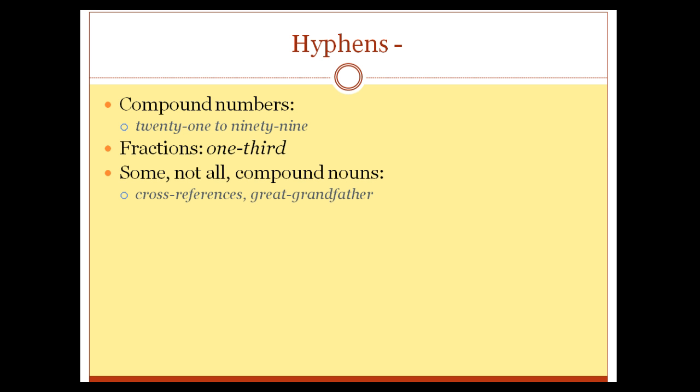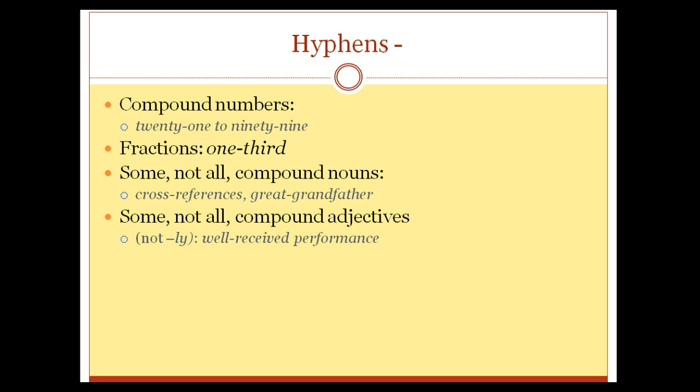Hyphens are also used for some, but not all, compound nouns. If you're unsure about whether or not a compound noun needs a hyphen, I recommend adding one in. It's better off that you do that than to not be sure and either smash it up without using any kind of punctuation or leave it as two separate words and possibly leave your audience unsure as to whether or not it's actually a compound noun. Cross-references and great-grandfather are two examples of such types.